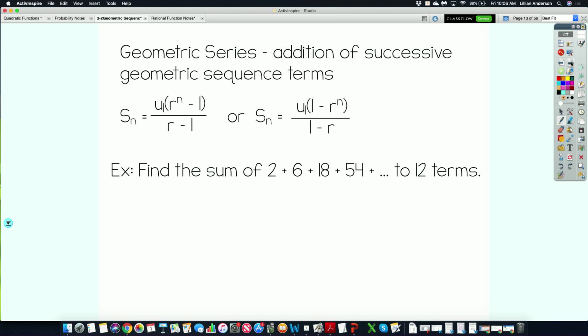Series is the addition of successive geometric terms. So remember, series is the sum. This time it's geometric. There are 2 different formulas. To be honest, they're the exact same. One formula is u sub 1 times r to the n power minus 1, all over r minus 1. So that's one of the formulas that we have.